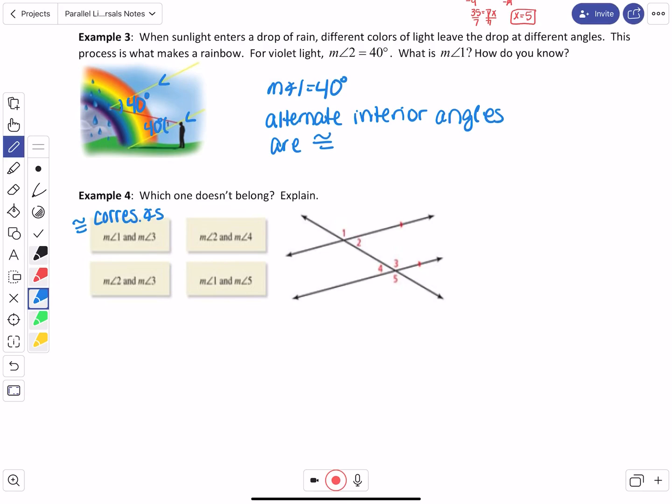Angle 2 and 4, I know that these are alternate interior angles, and I know those are congruent. Angle 2 and 3, let's see, these are same side interior angles, and I know these are supplementary. And angle 1 and 5, those are alternate exterior angles, and I know those are congruent. So all three of these are congruent except for this one. So I would say that this one doesn't belong.